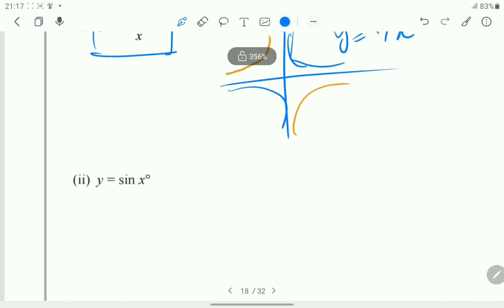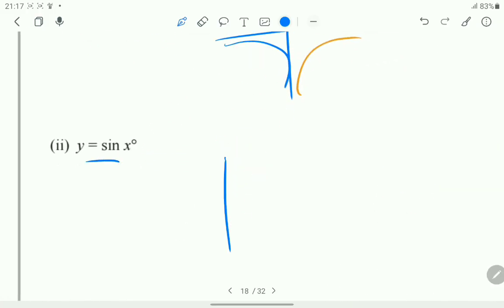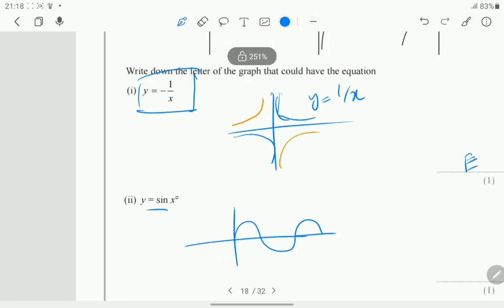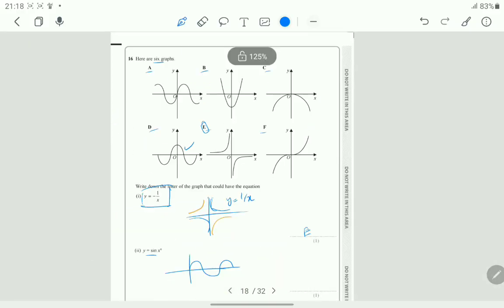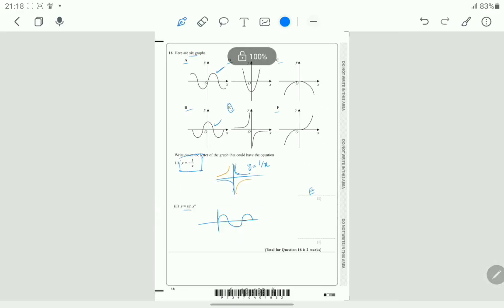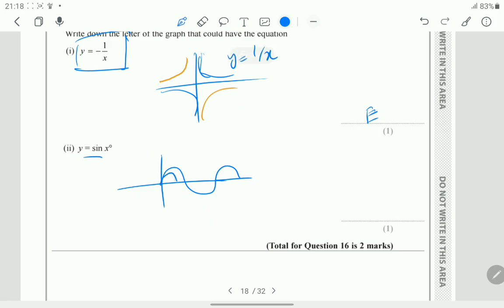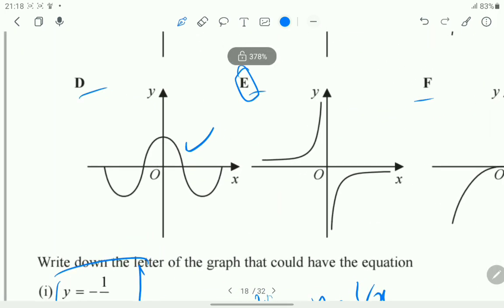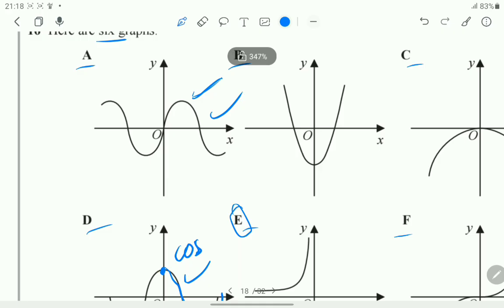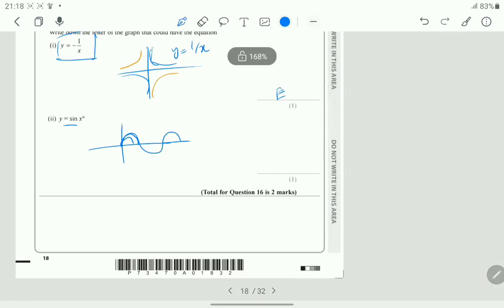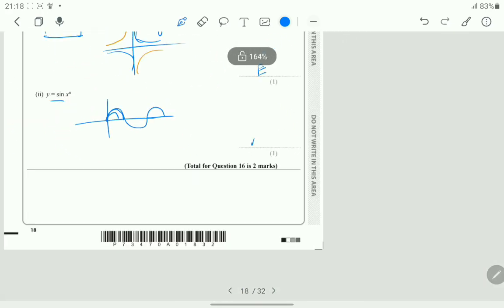And y equals sine x, the graph of sine is like this. Notice this looks similar to this, but I made the cycle start from here, whereas this is a cos curve, where the cycle starts from above. This is not a sine curve, this is the sine curve. Just remember this, and the answer is A.